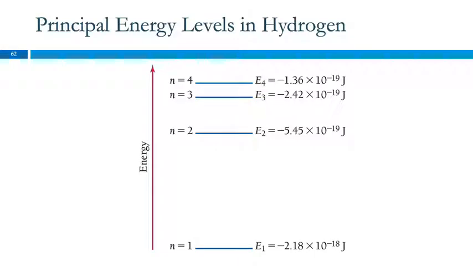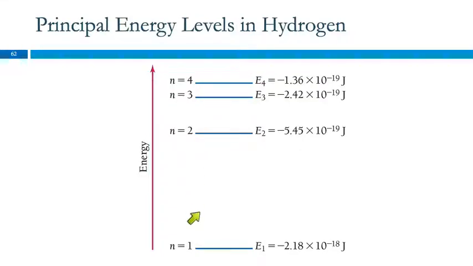So here's an energy diagram for hydrogen. If we look at energy going up on the screen, when n, that principal quantum number, equals 1, the energy of the electron is minus 2.18 times 10 to the minus 18 joules. When n equals 2, the energy is higher. It's less negative. And then for 3, it's getting smaller and smaller, less negative. Less negative is higher.